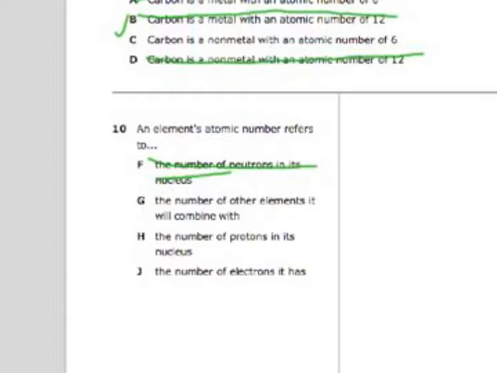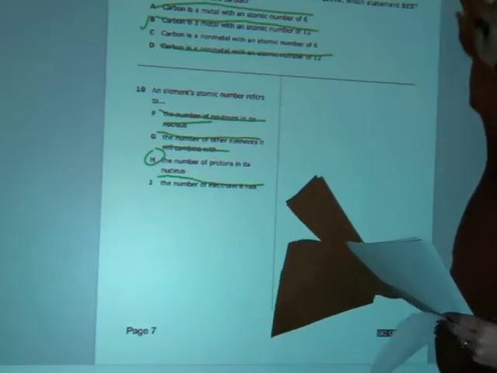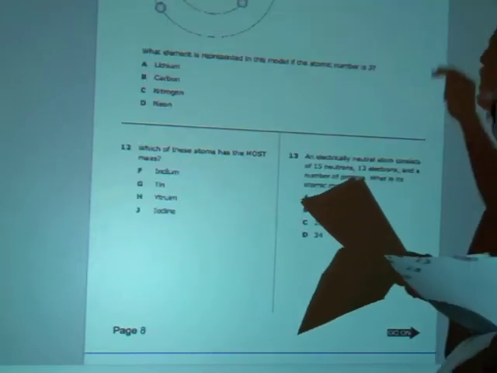How about G, the number of other elements it will combine with? Possibly. The atomic number will tell us that? Oh, no. Okay, reread the question. H, the number of protons in its nucleus. Yes. Let's look at J, the number of electrons it has. No. That's true only if we're dealing with neutral atoms. Atoms that have not reacted yet, okay? All right, so protons never change, remember?